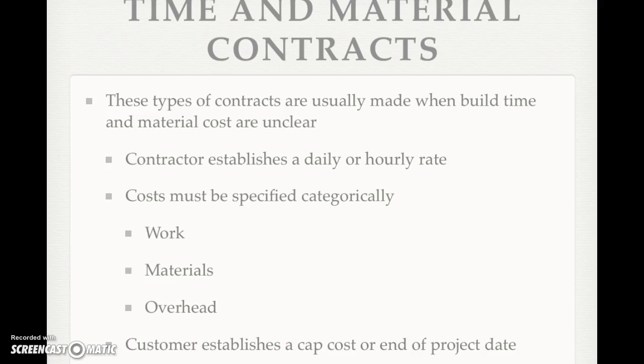Another sort of contract is called a time and material contract. These types of contracts are made when build time and material costs for the project are unclear at the start. The contractor will establish a daily or hourly rate that they think is good enough for their company to complete work and eventually complete the project. The costs within the contract are specified pretty specifically and also categorically: the sort of work that will be done, and materials, what kind of things they need to eventually erect and finish the project.